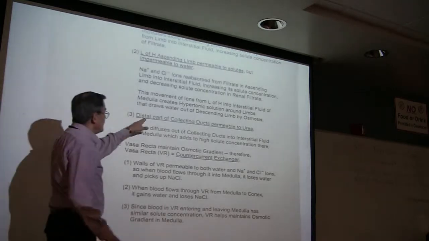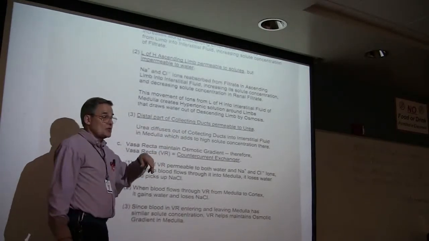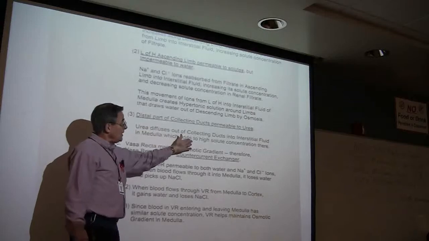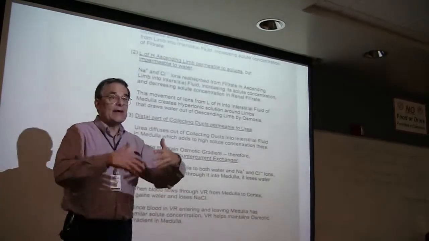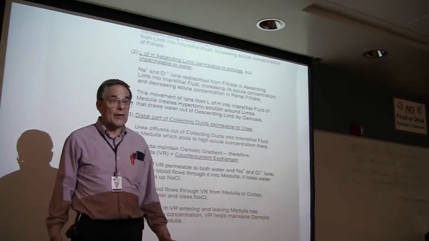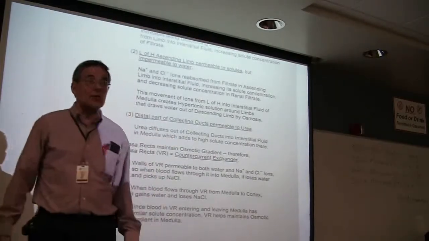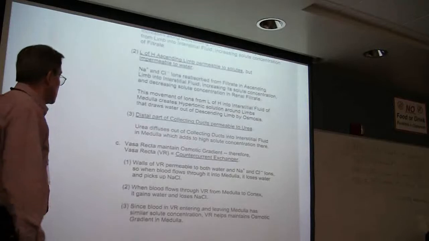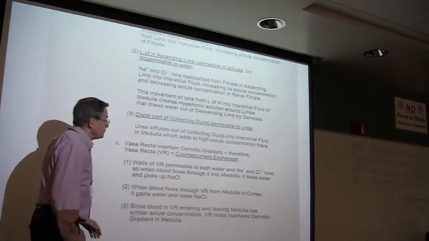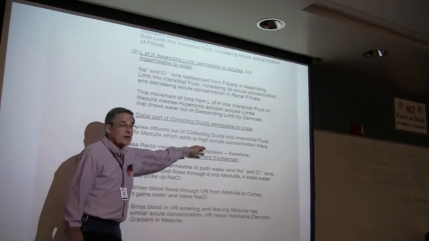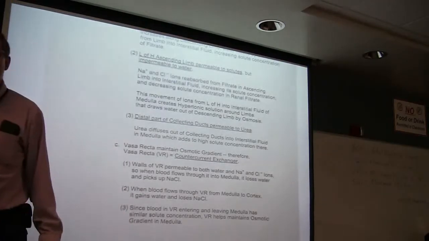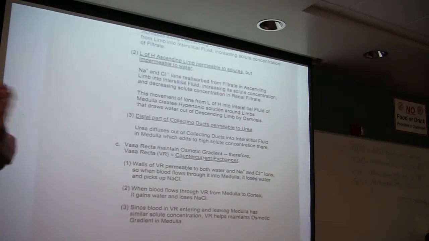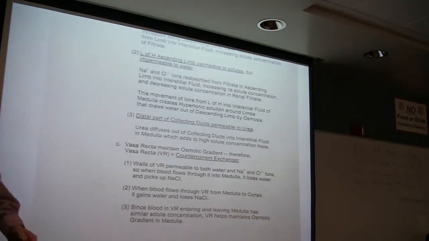Okay, so with the distal part of the collecting ducts being permeable to urea, what's going to happen? Well, urea diffuses out of the collecting ducts into the interstitial fluid. What does this do? It adds more solute, making an even more hypertonic environment. Not just sodium chloride ions, but now also urea is coming in from the collecting ducts. So again, you increase that high solute concentration, and that's what's pulling the water out of the descending limb of the loop of Henle, the water just moving by osmosis, a passive process. Okay?